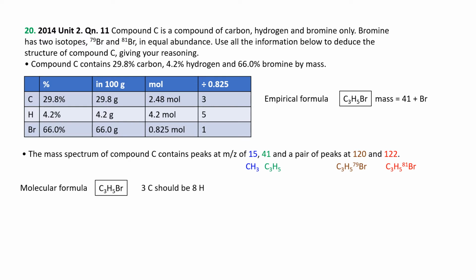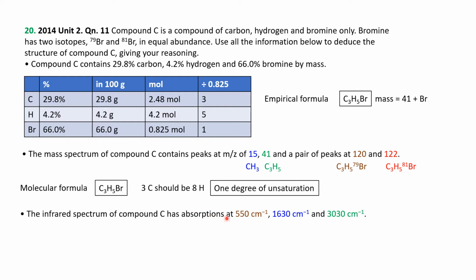Next bit of information is the degree of unsaturation, which we can get from the molecular formula. 3 carbons should have 8 hydrogens. Okay, well, of course, the bromine counts as a hydrogen. So we're actually short 2 hydrogens, which means there is 1 degree of unsaturation in this.